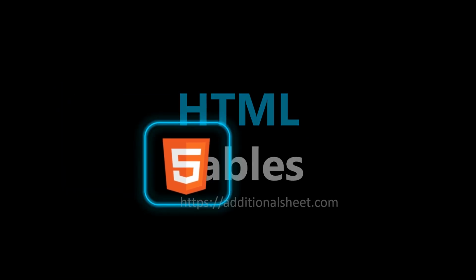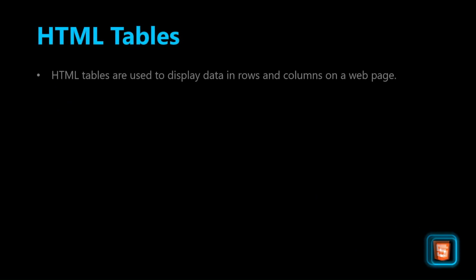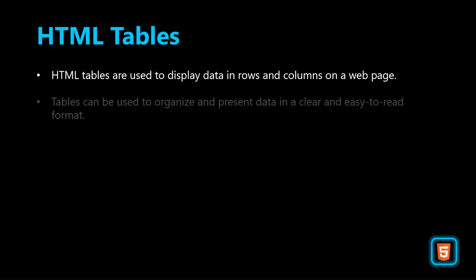HTML tables. HTML tables are used to display data in rows and columns on a web page. Tables can be used to organize and present data in a clear and easy-to-read format.